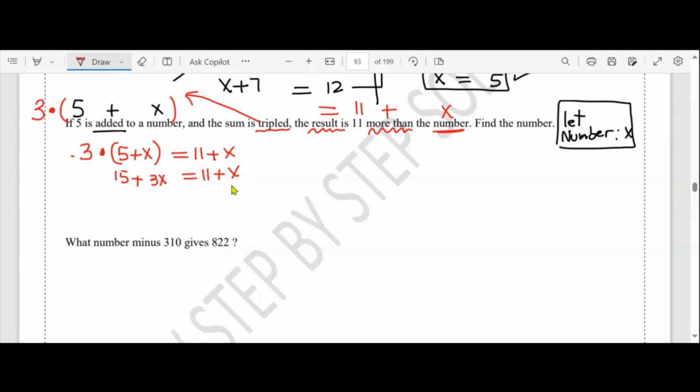Now I keep all the x's on one side and the numbers on one side. So how much is here? 2x. And how much is here? Negative 4. If you divide by 2, so how much is x? Negative 2.